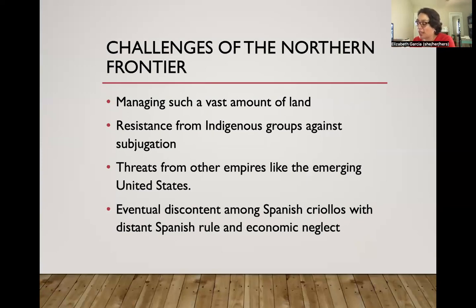Now, there are a number of challenges for the Spanish Empire in overseeing this northern frontier. Managing such a vast amount of land was a challenge. There was resistance from indigenous groups against subjugation. And as you saw in that map, it's a very large chunk of land with numerous different indigenous groups already on it. Threats from other empires like the emerging United States was another challenge. And there was the eventual discontent among Spanish criollos, meaning people of Spanish ancestry who were born in the New World, with distant Spanish rule and economic neglect.